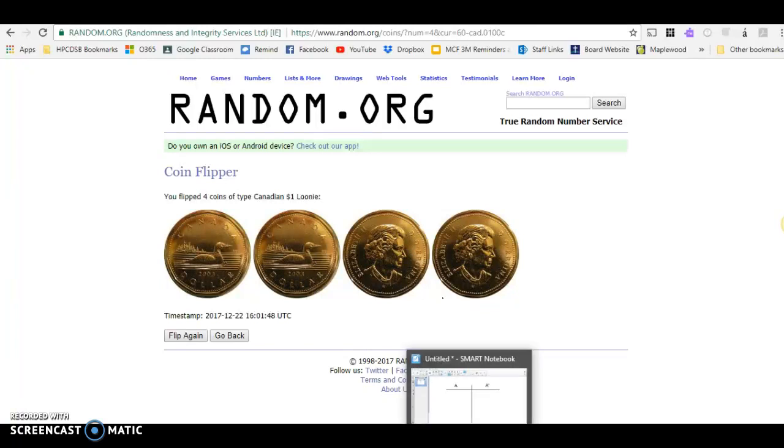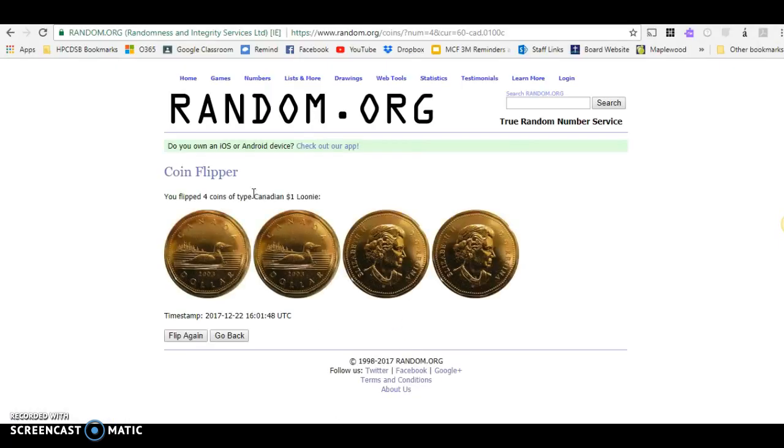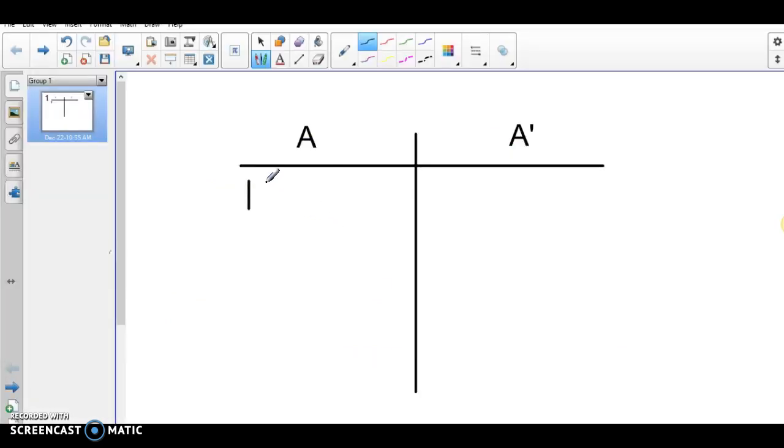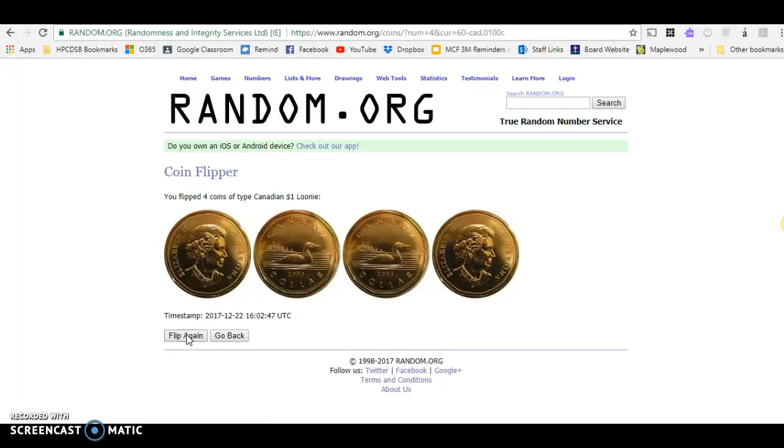So you want to keep a tally sheet as you go, and if this is my tally sheet, A represents that the event happened, so I would just put a tally in column A to say that that happened. Then I would go back to my coin flipper and flip again, and that would be my second trial. Oh, the event happened again, 2 boys and 2 girls. So I go back and put another one in there, and then I go back and flip again. So I'm going to repeat this process 50 times.